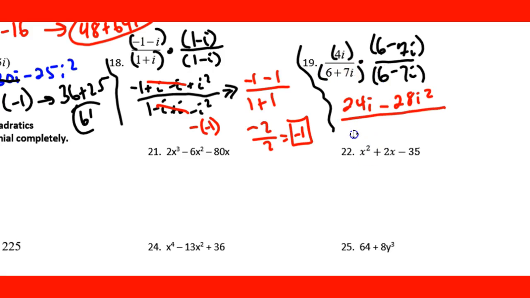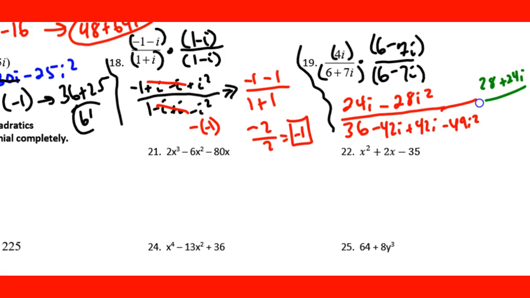Right here, 6 times 6 is 36. 6 times negative 7i is going to be negative 42i. 7i times 6 is going to be positive 42i. And 7i times negative 7i is negative 49i squared. Now, at the top, i squared equals negative 1. Negative 1 times negative 28 is going to be positive 28. So at the top, we have 28 plus 24i.